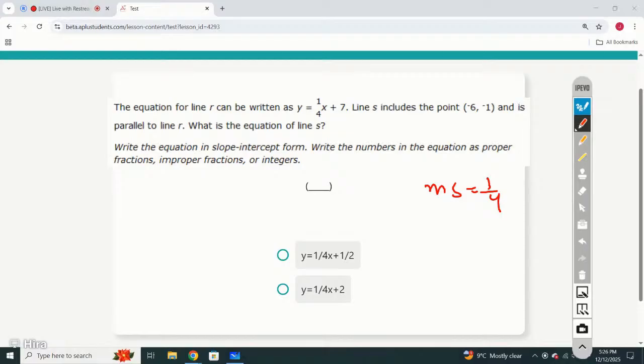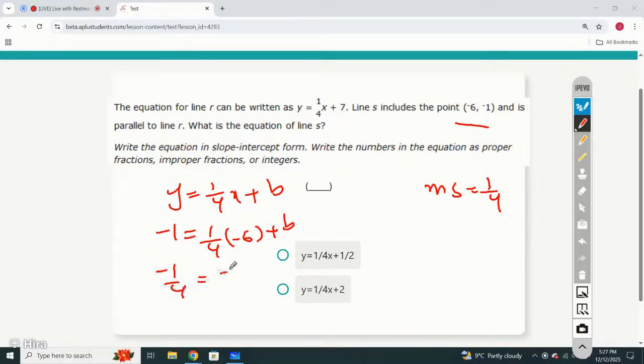So use the point and calculate the y-intercept. The point is negative 6, negative 1. y equals 1 by 4 x plus b. So y is negative 1, x is negative 6: negative 1 equals 1 by 4 times negative 6 plus b. That is 1 by 4 times negative 3 by 2 plus b.